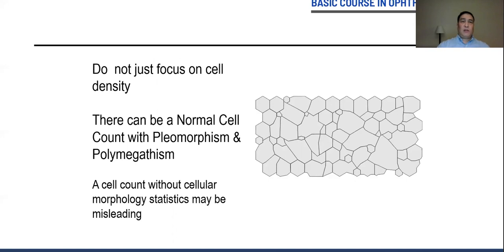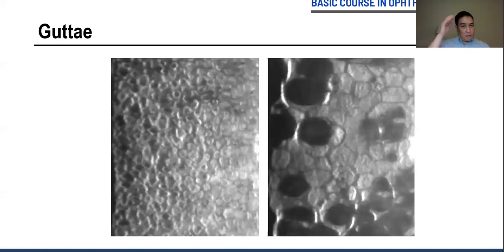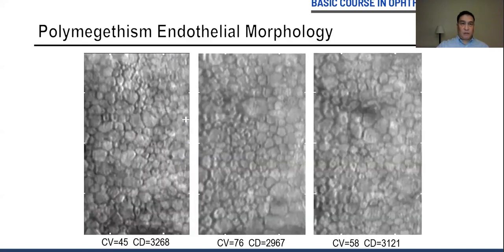It's important that you don't just focus on cell density. Many eye practitioners will just focus on the cell count, whether it's 2,500 or 800 or 3,000. But you need to focus also on pleomorphism and polymegathism. A cell count without cellular morphology statistics may be misleading. For example, let us look at guttae. This is particularly typical of Fuchs, wherein you have large spaces, loss of count, and different cell sizes and shapes, as you can see in the picture on the right.